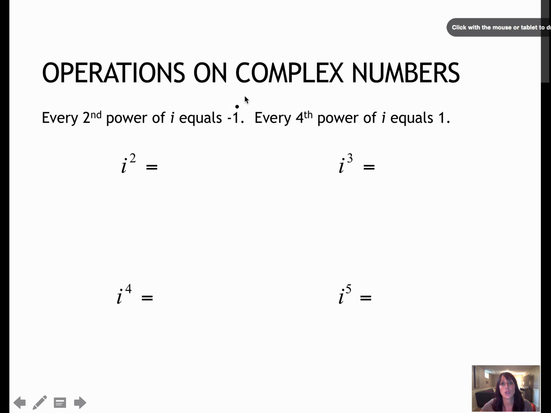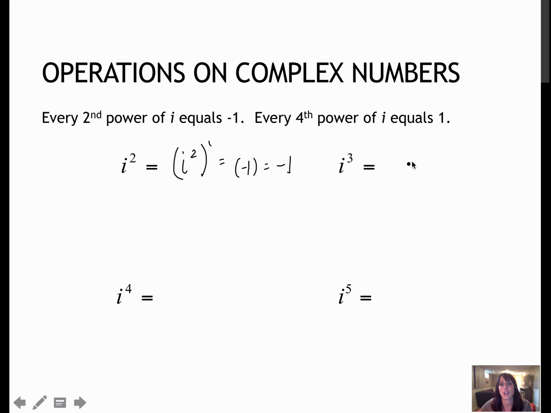But first, it's important to understand that every second power of i equals -1, every fourth power of i equals 1. So a lot of times when we're reducing an i squared or an i to a power, people will write it as i squared to the first, or i to the fourth to some power. This, of course, would mean that I have -1 to the first, which is -1.